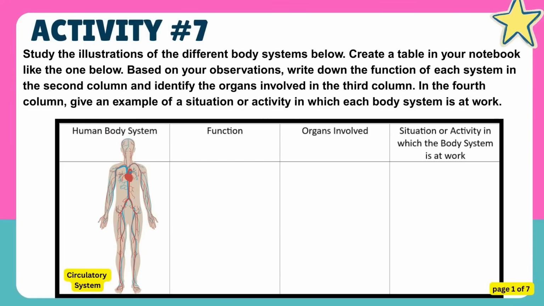Study the illustrations of the different body systems below. Create a table in your notebook like the one below. Based on your observations, write down the function of each system in the second column and identify the organs involved in the third column. In the fourth column, give an example of a situation or activity in which each body system is at work.